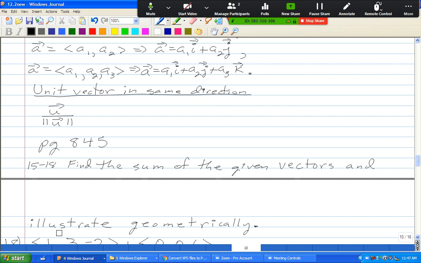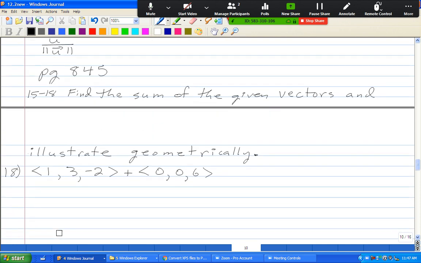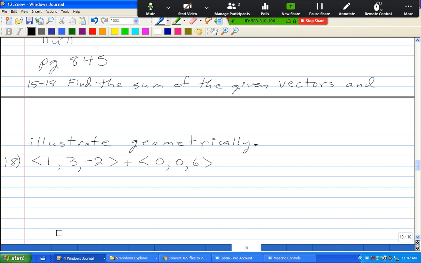In problems 15 through 18, find the sum of the given vectors and illustrate this geometrically. Okay, so let's try to do that. Let's find the sum of these vectors. This is equal to the vector, just add 1 plus 0, 1, 3 plus 0, 3, 6 minus 2, 4. So this is the vector 1, 3, 4.